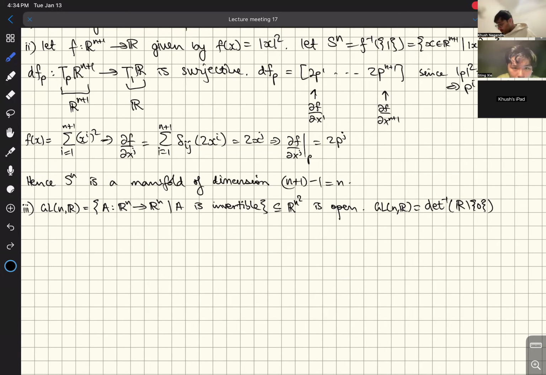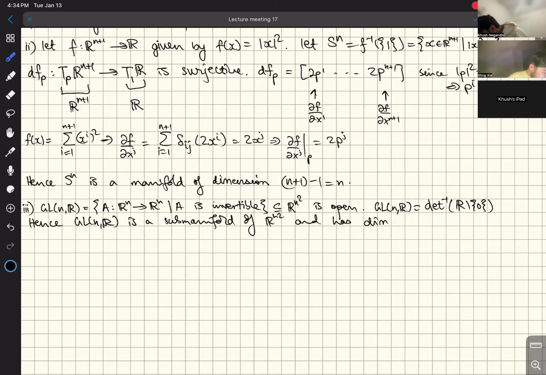And now, since this is open, it is a submanifold. So GLn(R) is a submanifold of R^(n squared) and has dimension n squared. Okay, very simple.